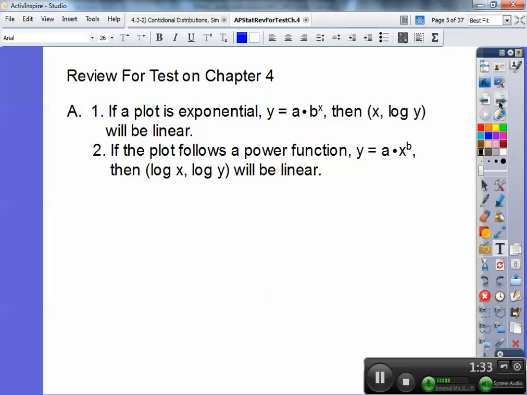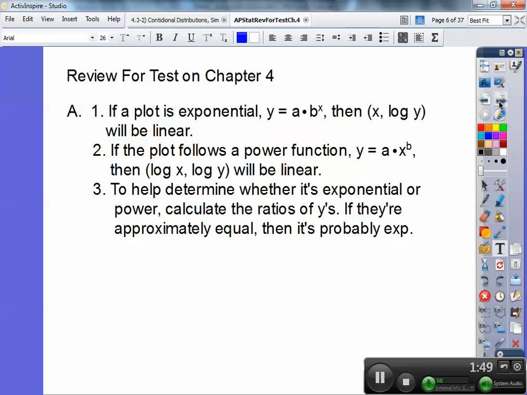If your scatter plot follows a power function, y equals a times x to the b, then log both the x and the y, and that'll make it linear. And sometimes you don't know which one's which. You have to use your ratios to see if it's exponential. I'll explain that later. To help determine whether it's exponential or a power function, you calculate the ratios of the y's. And if they're approximately equal, then it's probably going to be an exponential one.